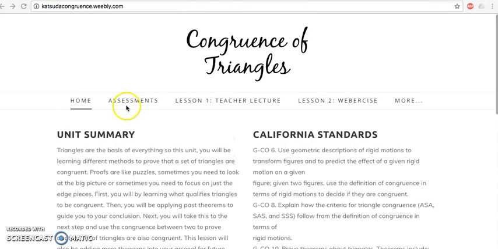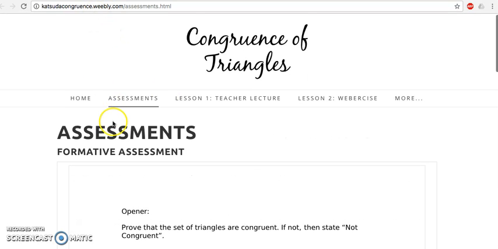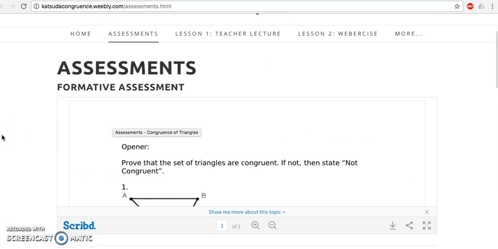So this right here is my menu bar, and you can go ahead and click wherever you want, but we're going to jump right into assessments. Right here we have the formative assessment.